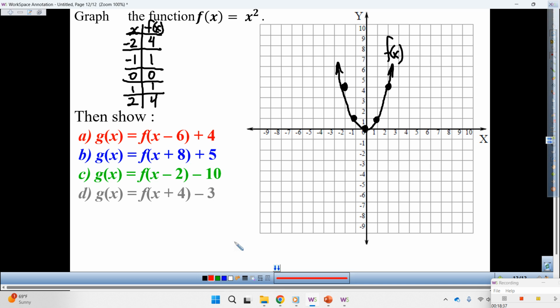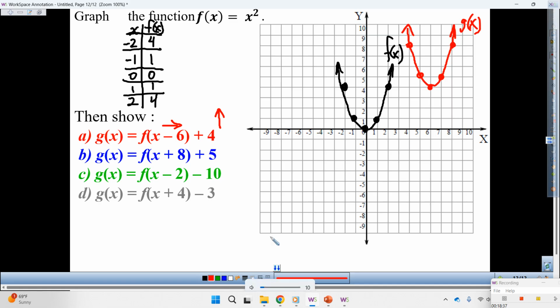All right, Ashlyn, what do we do with the red one? Where does it go? 6 to the right and 4 up. Hands if you agree with that. That is correct. So 6 to the right, 4 up. And we label that g of x.